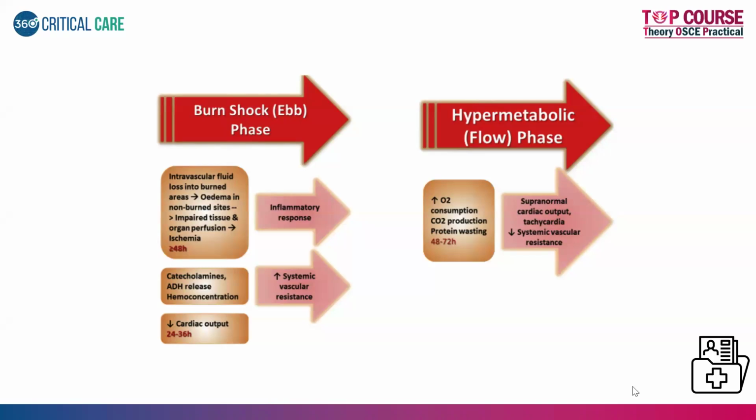After this, if you have done a proper resuscitation, the patient would switch from an ebb phase to a flow phase. In the flow phase, there will be some amount of regeneration happening. That is the reason there will be increased oxygen consumption and protein wasting, because there is a shift of metabolic pathways. At this particular time, the sympathetic response would have come down, and there will be some sort of normalization of cardiovascular inputs. So there will be decreased SVR, normalization of cardiac output, better perfusion, etc. This is the normal way a burns pathophysiology would progress. Initially, you will have an ebb phase followed by a flow phase.